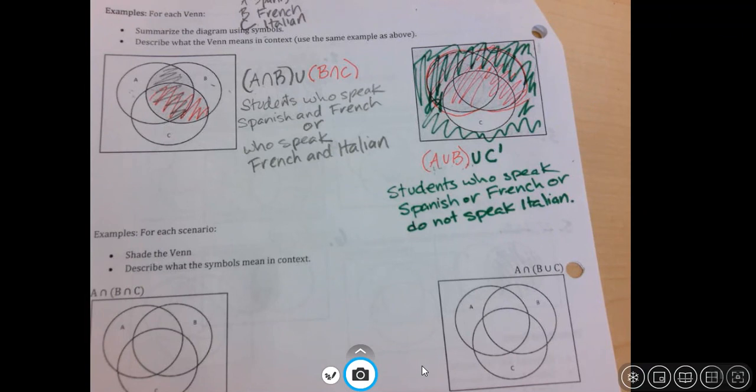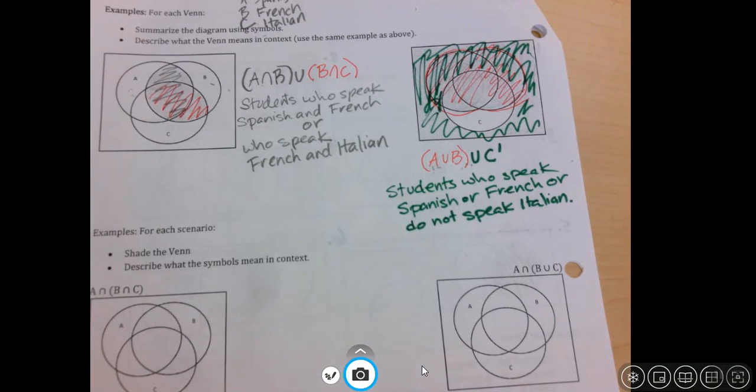Let's just do 2 more before we get to our classroom activity, because we're going to connect our classroom activity to elections, which I think will be a little bit more interesting than these languages. We'll do 2 more. Before we do 2 more, what questions do you have? Nothing really. I'm just getting the gist of it. You're just catching up. It's okay. Okay. So for each scenario, shade the Venn and describe what the symbols mean in context. And since we're only doing 2, we'll do both of those things.